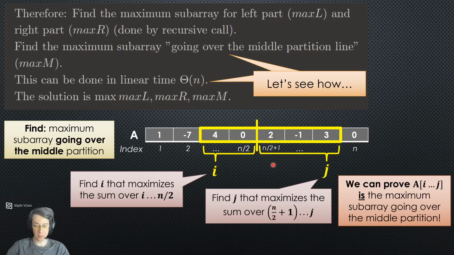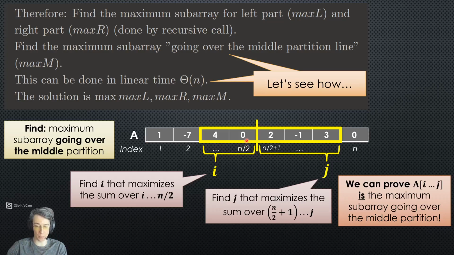So how do we find i and j in linear time? Well, it's actually quite straightforward. We start at the middle, and we start iterating for i to the left. We're going to go for i equals n over 2 down to 1, and for each i that we explore, we're going to add A of i to the sum. We're going to do this for each possible entry, so this is a single for loop, and we're going to remember what the maximum sum that we saw was, similar to our brute force solutions.